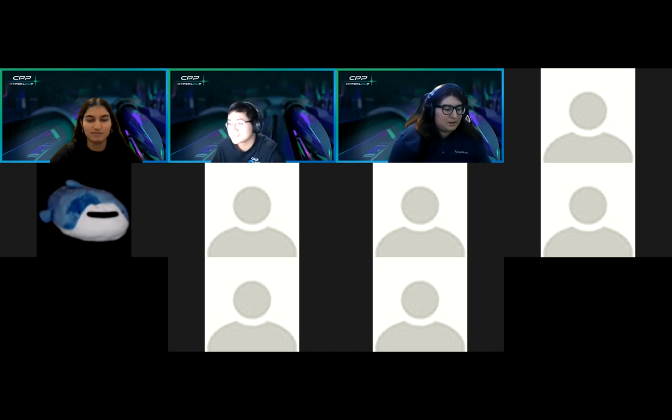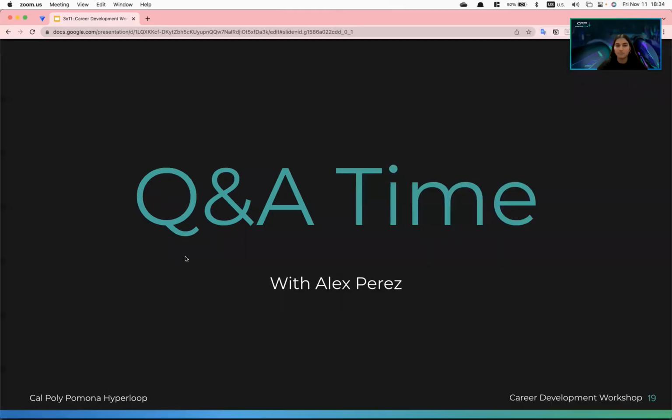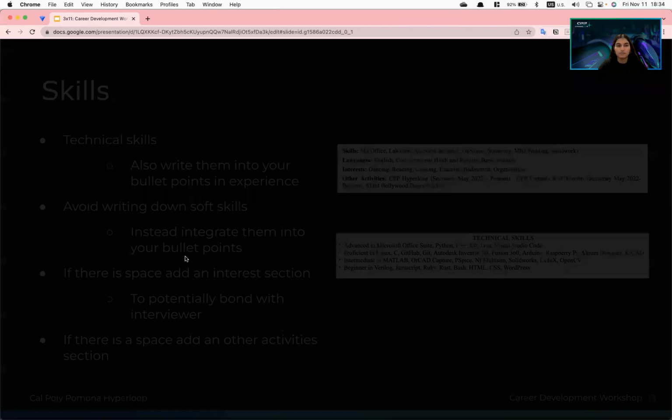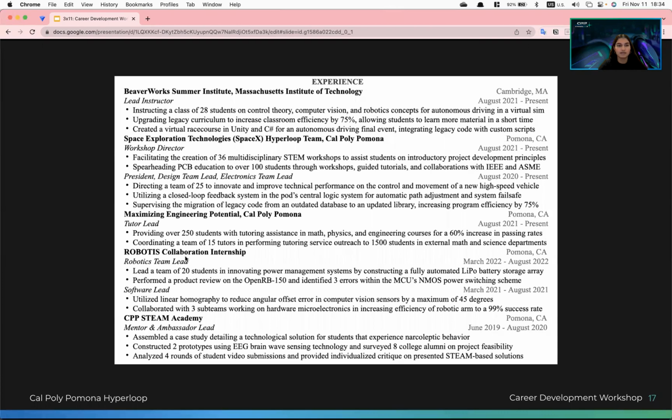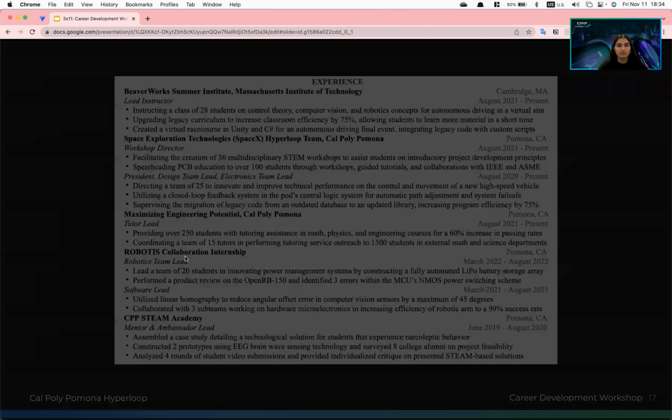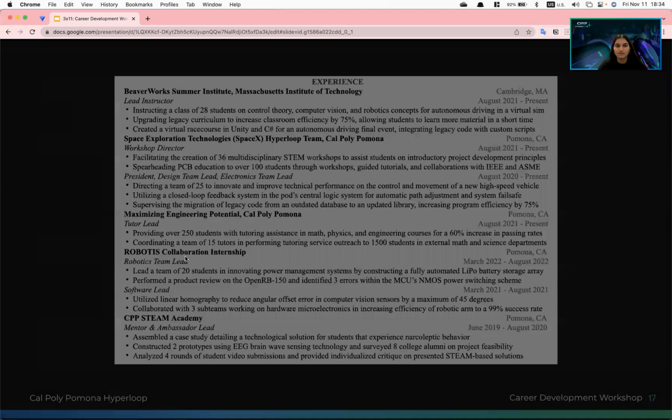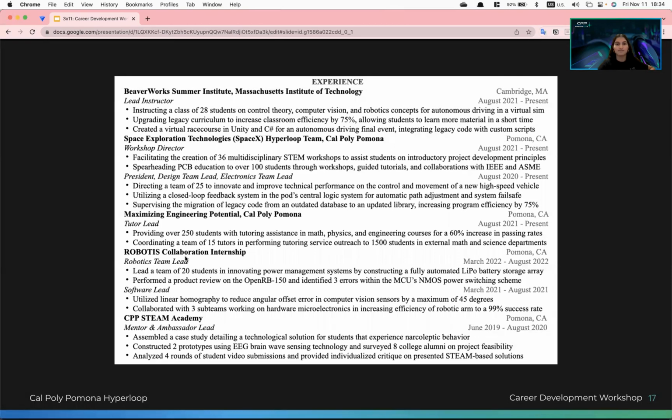Let me quickly share my screen again. If we go back to here, maybe it isn't here. Oh yeah, it's on Hyperloop. You can put the organization name first, then your role, then your bullet points, and then go straight into your second role. You don't have to repeat the organization name because that would be a little repetitive.